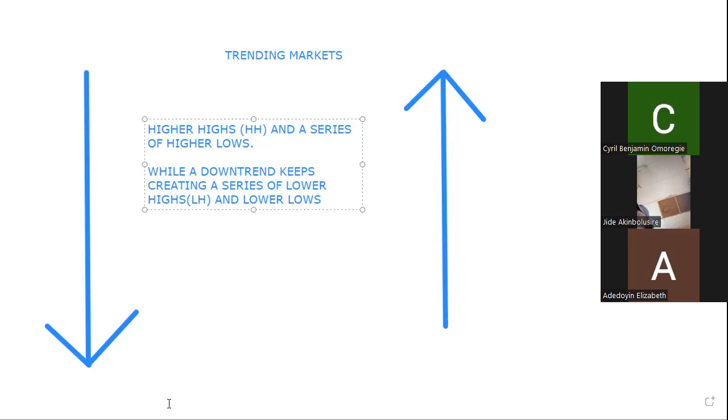The same thing with the downtrend, the market is going lower. It's like coming from the fifth floor to the fourth floor. You just went low. If you go again to the third floor, you went lower. That's why we say it creates a series of lower highs and lower lows. All right. That's one thing about the trending market.